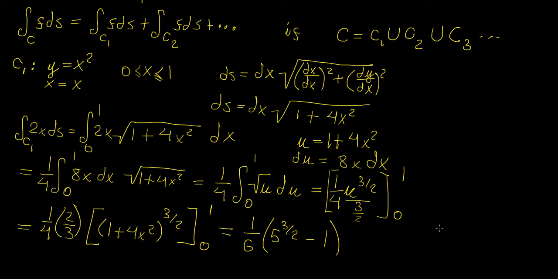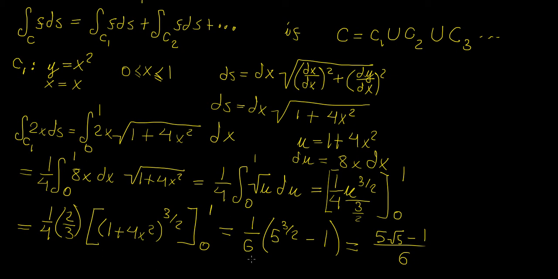Basically, we're going to have 5 to the power of 3 on 2, which is the same as 5 times 5 to the half, which is 5 square root of 5. So we can write this as, let me just erase this here very quickly. This is just going to become 5 square root of 5 minus 1 over 6. So this is the first line integral that we evaluate.